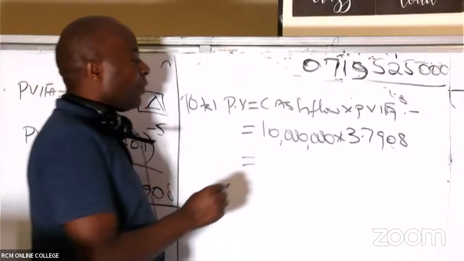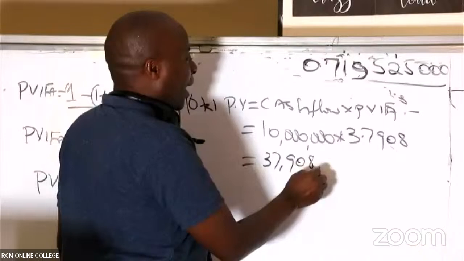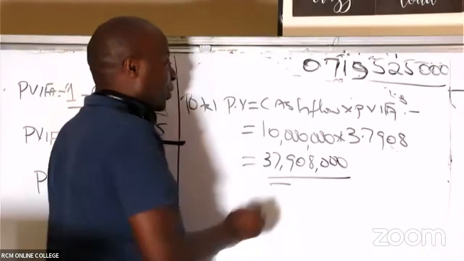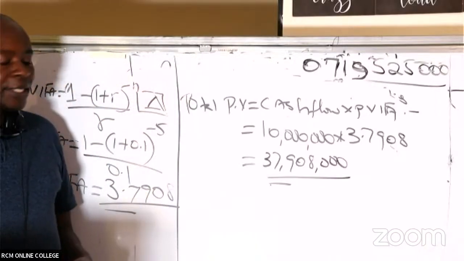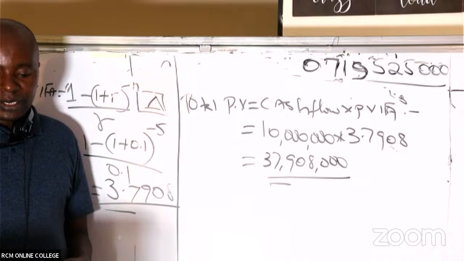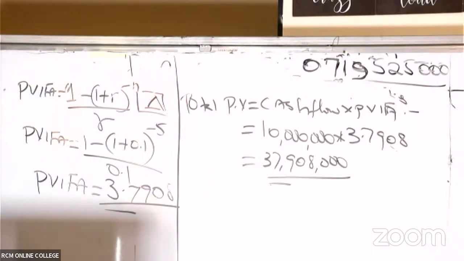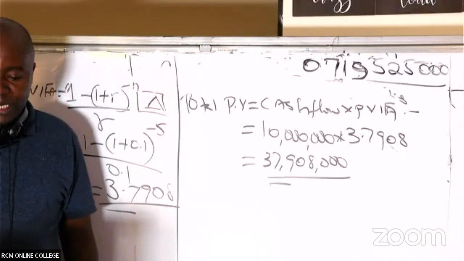So 10 million times 3.7908. What are we getting there? Somebody? Is it 37,908,000? Just confirm. Kenya shillings. Is that what we are getting, ladies and gentlemen? So you only take one cash flow here. We're only taking one cash flow here. 37,908,000.